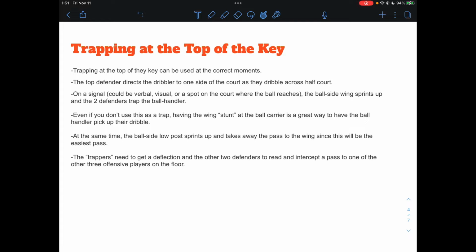At the same time that the ball side wing sprints up to trap, the low post on that side will sprint up and take away the pass to the wing, since that will be the easiest pass. And then our other 2 players, I'll show you what they're going to do on the court in a second, but the 2 trappers need to get a quick deflection and hope that the other 2 defenders can read and intercept the pass to one of the other 3 offensive players on the floor.